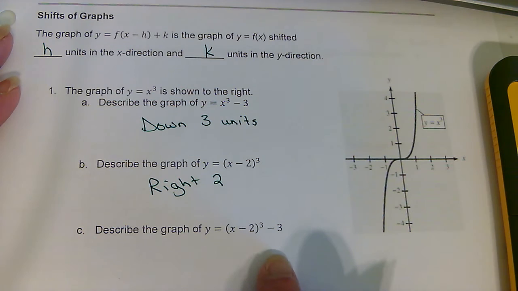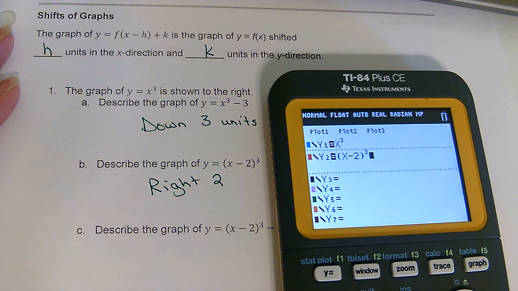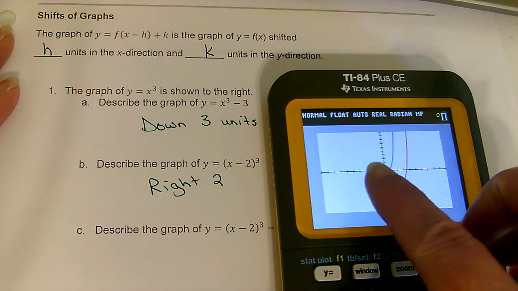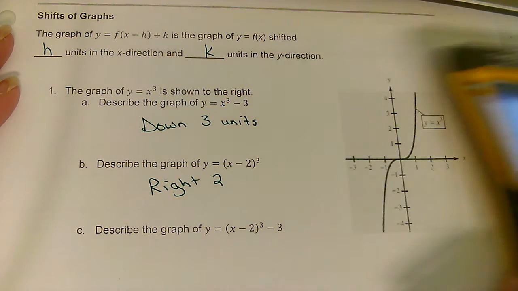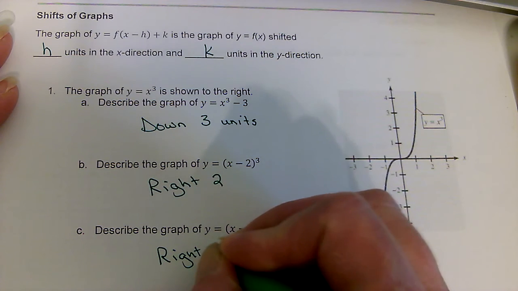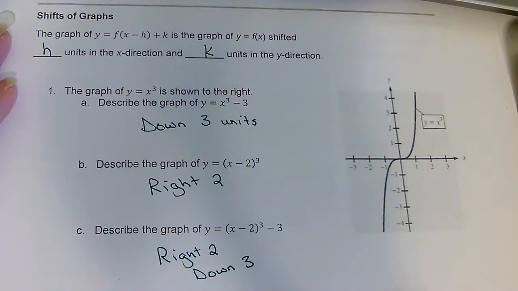So what's going to happen if I combine them? Well, it's still going to move it right 2, and the -3 at the end. So here's my original. Here it is. So it's still moved right 2, but it's also got the down 3. So you can combine those transformations.